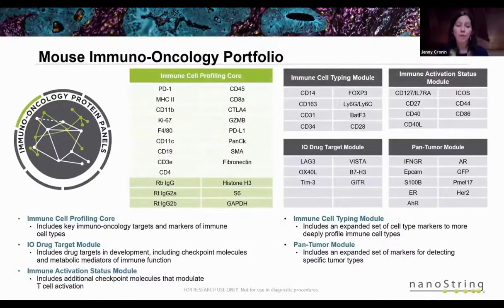For our mouse models out there, our mouse immuno-oncology portfolio includes the core and 4 total modules. Those are the immune cell typing module, the immune activation status, IO drug target, and pan-tumor. Later this year, we'll also be expanding this content to match the human IO content that we've just gone over, to include those 2 new signaling pathway panels and the cell death panel.